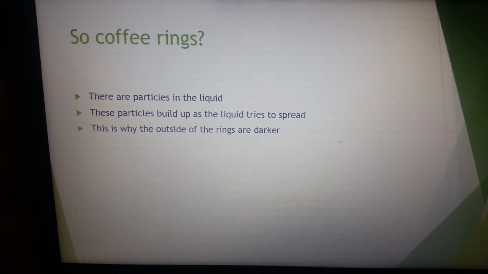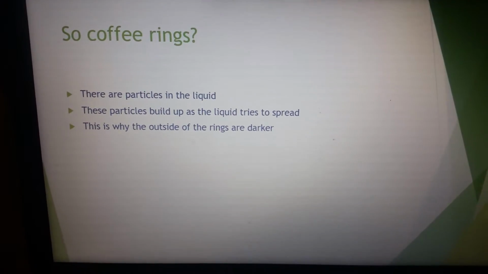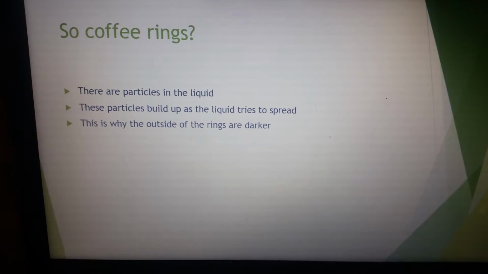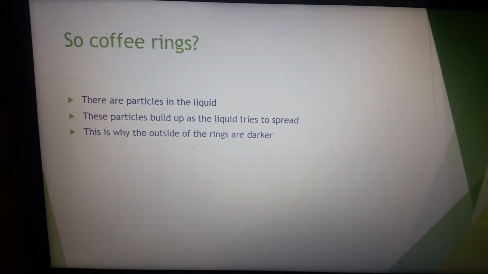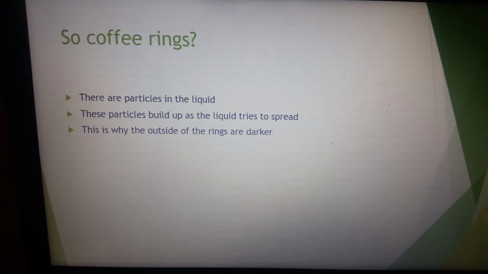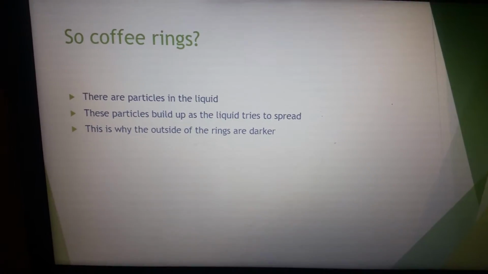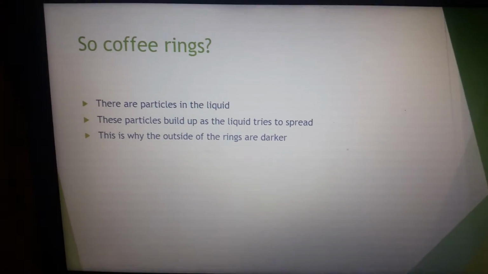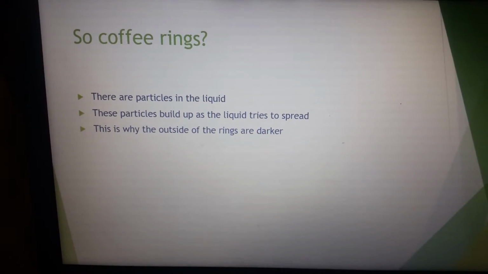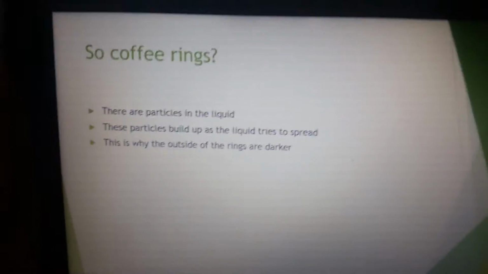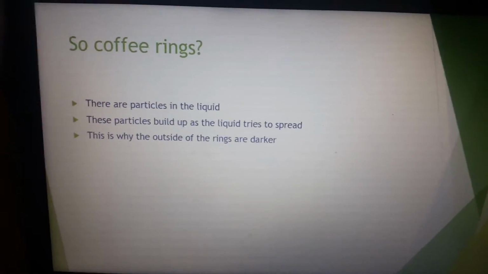Actually, it's because there are particles in the liquid, and these particles build up as the liquid tries to spread. This is why the outside of the rings are darker, which is interesting because it's not really something you think about, but it makes sense. As the coffee tries to spread, more particles go to the outside, eventually making this little wall. All right, not my favorite one.